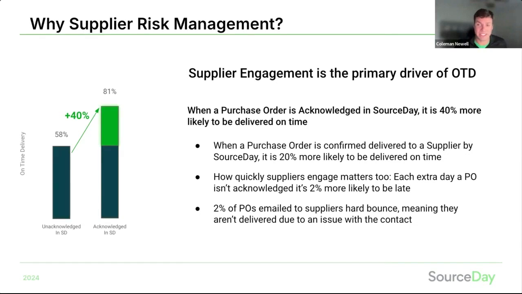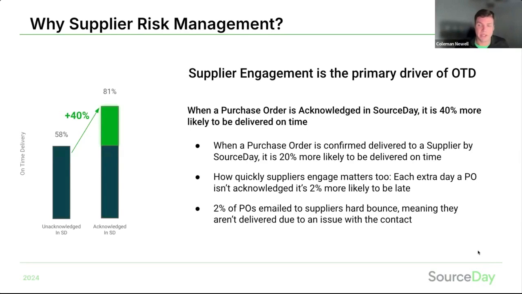Supplier engagement, we've seen consistently, is the primary driver of on-time delivery, and that takes a number of different forms. We want to make sure that suppliers are acknowledging purchase orders, that the purchase orders are sent successfully to them, and that they're acknowledging and engaging on them in a timely manner. All of these we've seen have material impacts on on-time delivery. The biggest of those is that when a purchase order is acknowledged in SourceDay, it's 40% more likely to be delivered on time. That's the biggest driver of on-time delivery that we can measure in our platform.